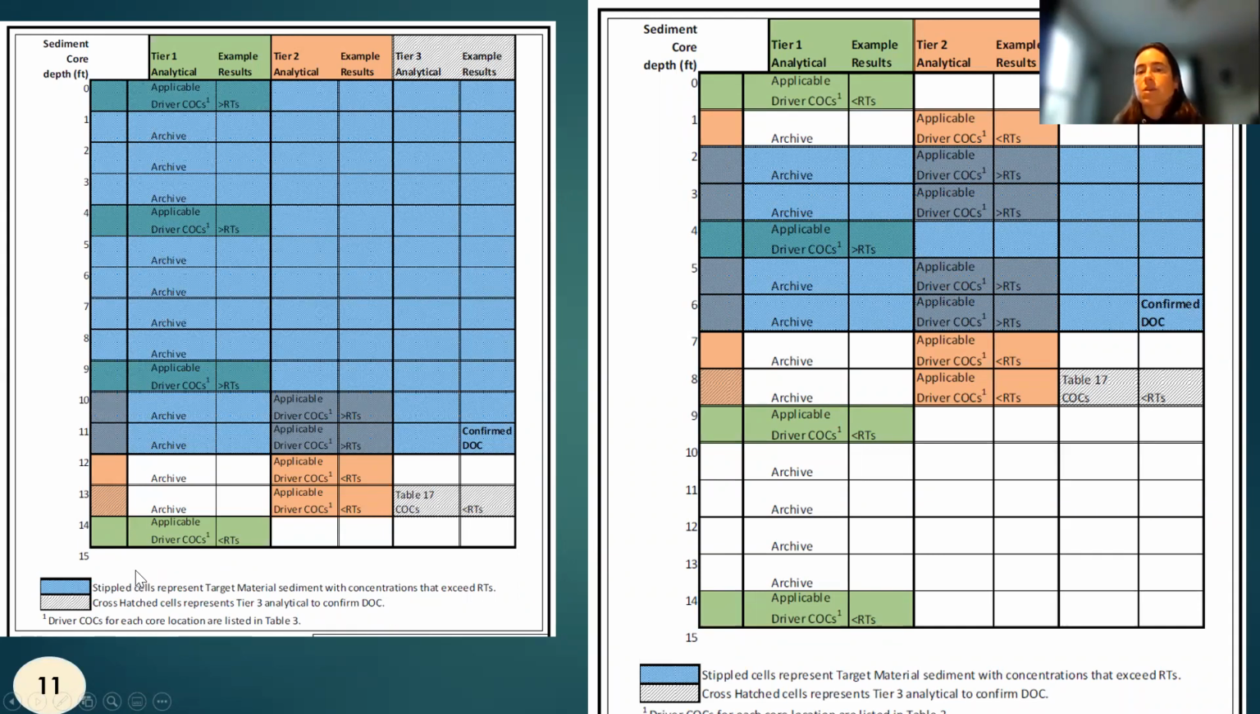And then the last example there on the right is one where the top was below our remediation thresholds. But down in the 4 to 5 foot, we saw some elevated concentrations. And in that case, we're going to go on both sides of that to delineate that contamination vertically.